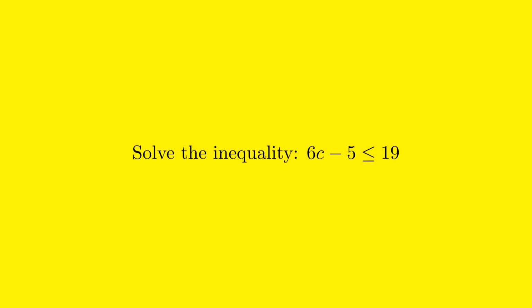In this video, we will walk through the step-by-step process of solving the inequality 6c minus 5 is less than or equal to 19. We will provide both the inequality notation and interval notation forms of the solution. Let's get started.